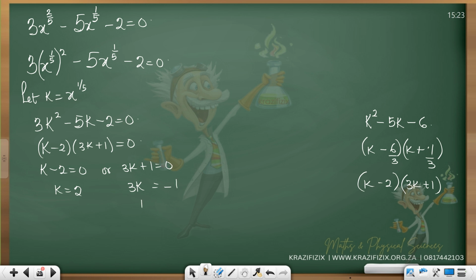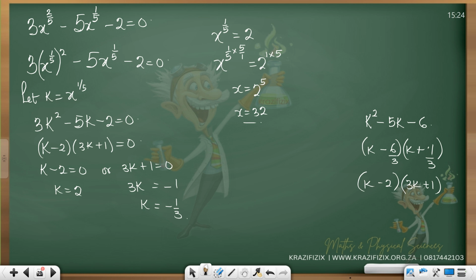3k is negative 1. But we now know what k is. k is x to the power 1 over 5. So x to the power 1 over 5 equals 2. This we can quickly sort out by multiplying by the reciprocal. So x equals 2 to the power 5, and that is 32.